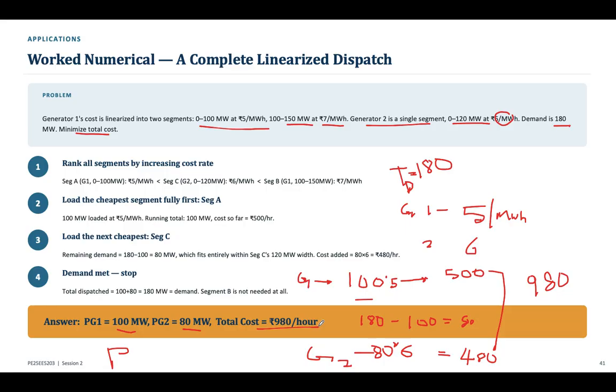If network constraints or other restrictions were added, we could no longer rely on simple merit order alone. The LP solver could determine the globally feasible allocation.